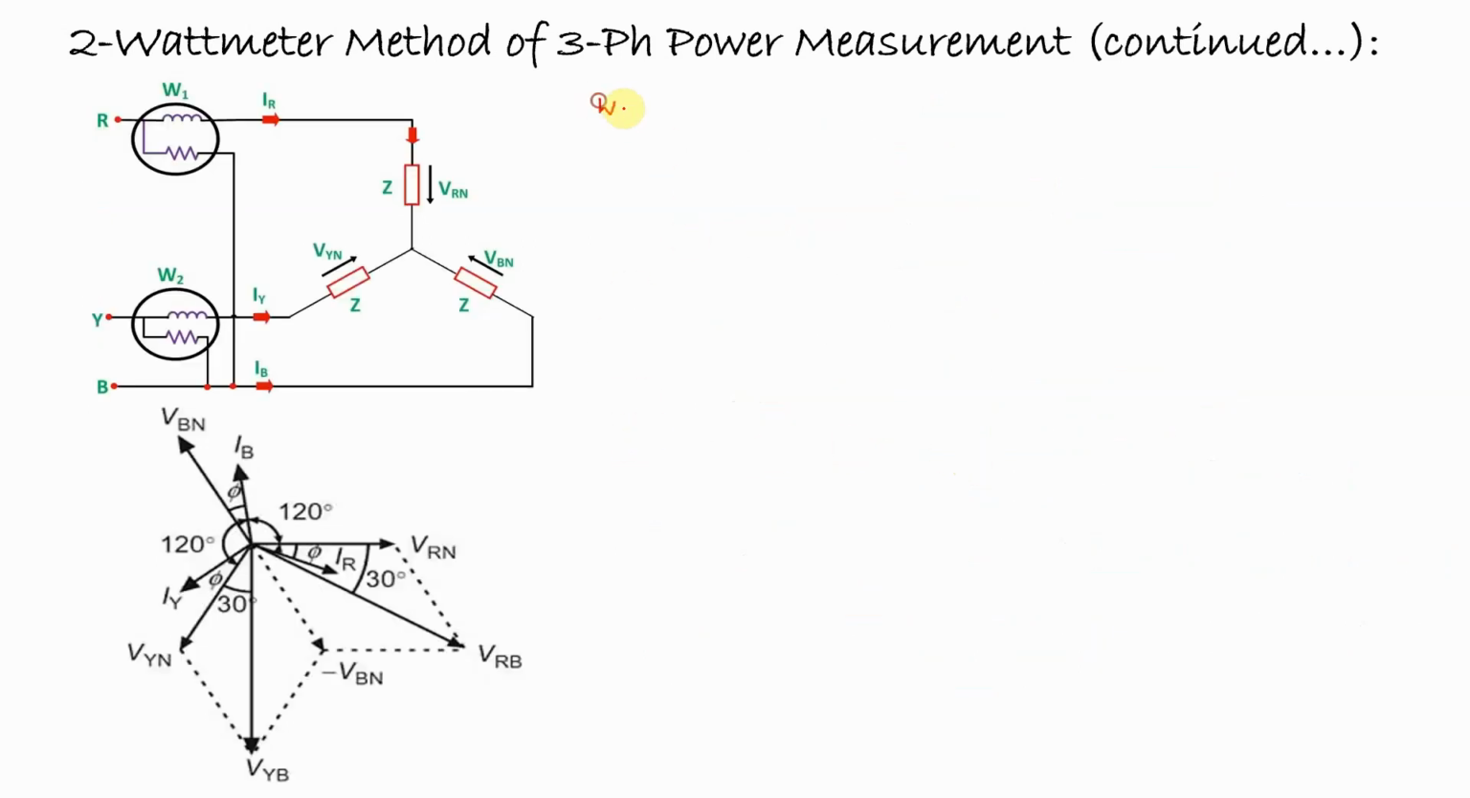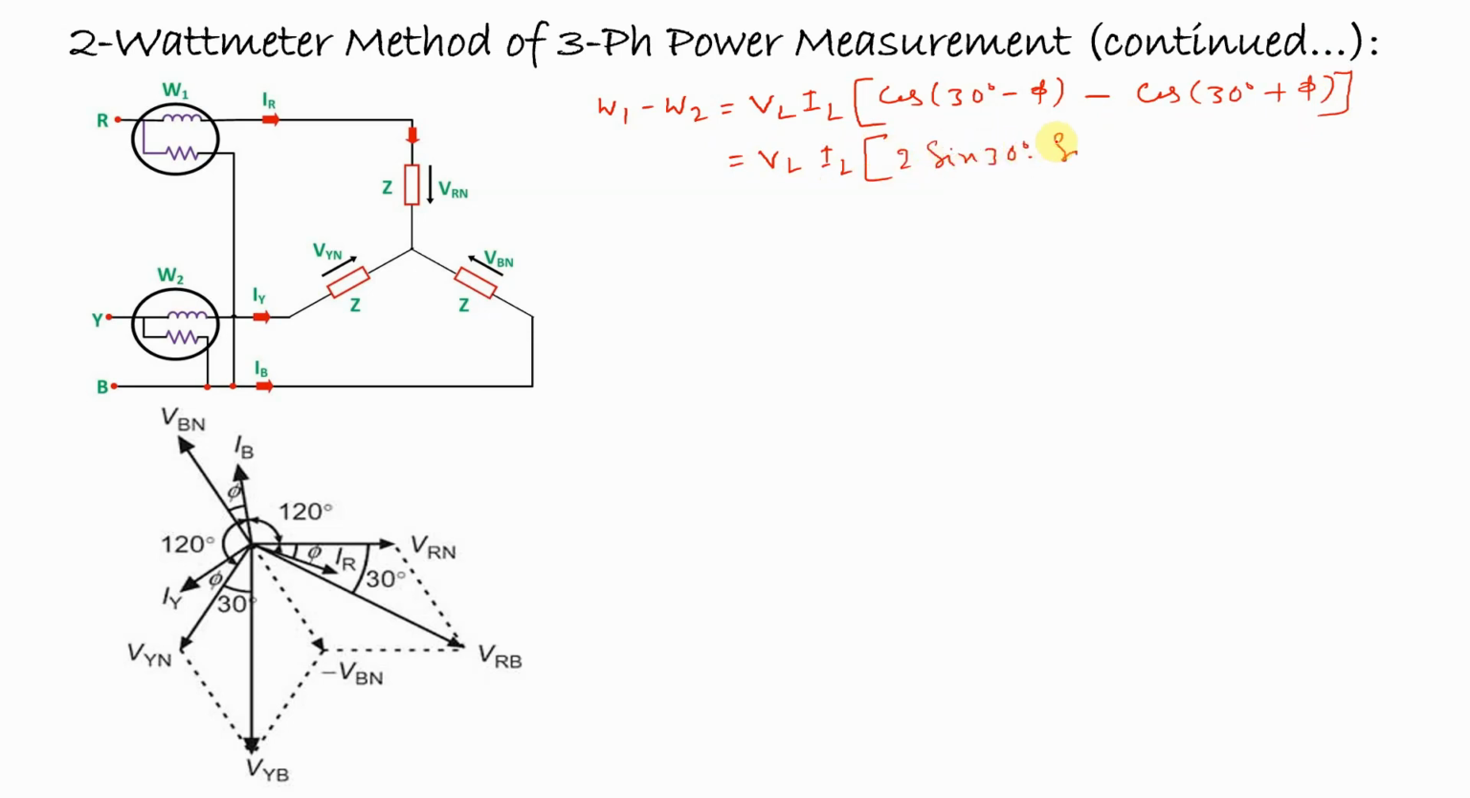So W1 minus W2 will be VL IL, taken as common. It will be cos(30 minus phi) minus cos(30 plus phi). It is cos(A minus B) minus cos(A plus B), and the formula is 2 sin A sin B. It will be VL IL 2 sin 30 degree into sin phi.